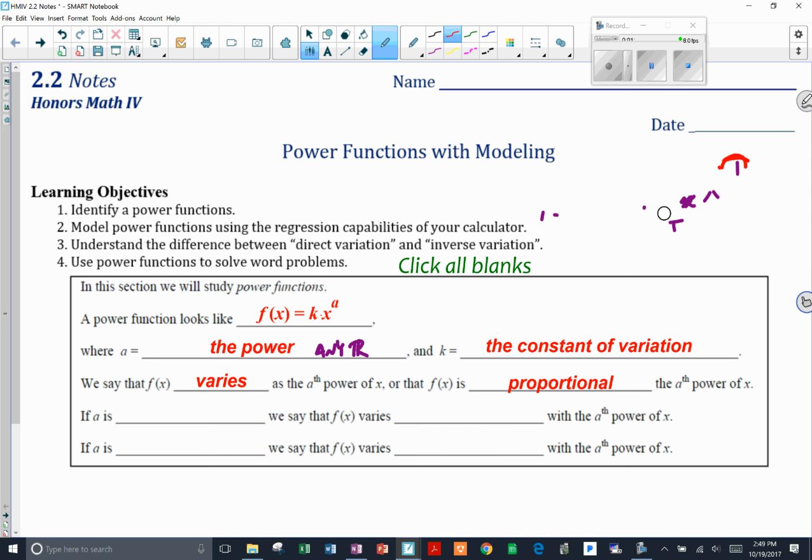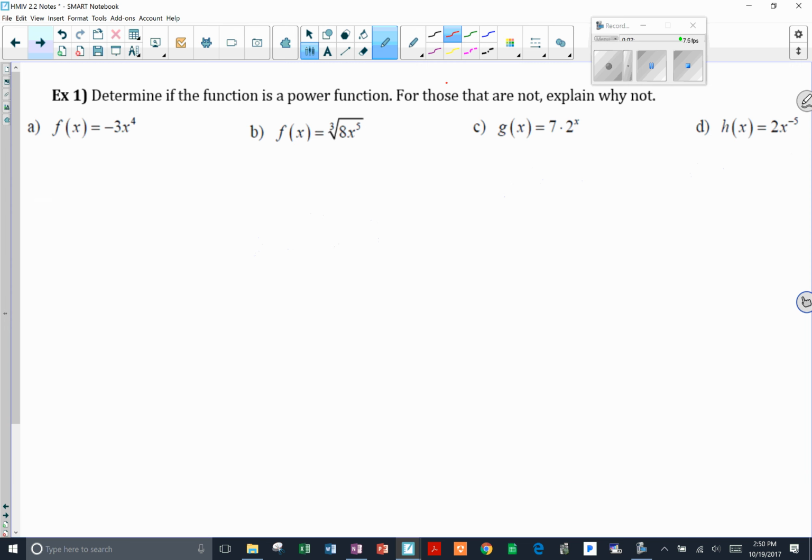So as we move on here, a being positive means that we're dealing with a direct variation, or that f of x varies directly with the 8th power of x, whatever a is. If a is negative, then it varies inversely with the 8th power of x. So we're going to determine if these are power functions, and then we'll describe what x and a are.